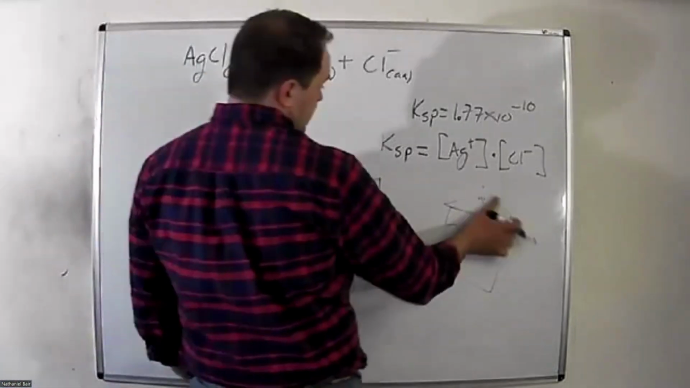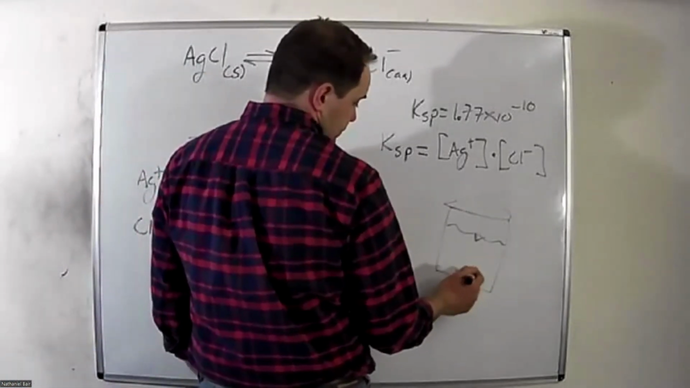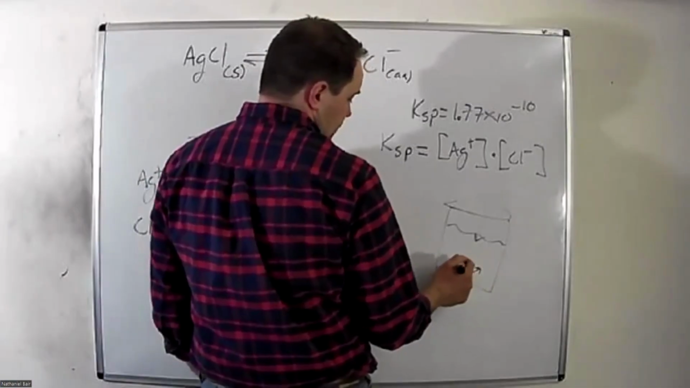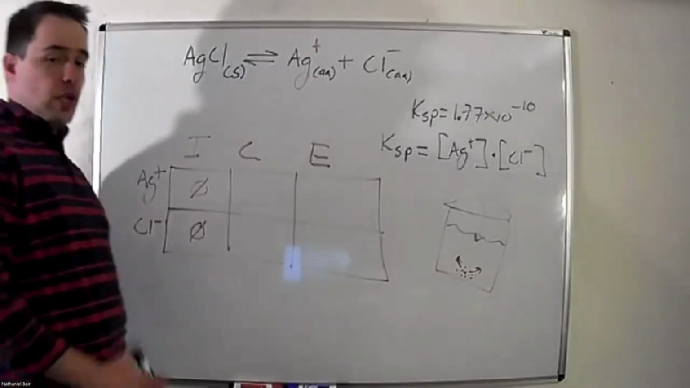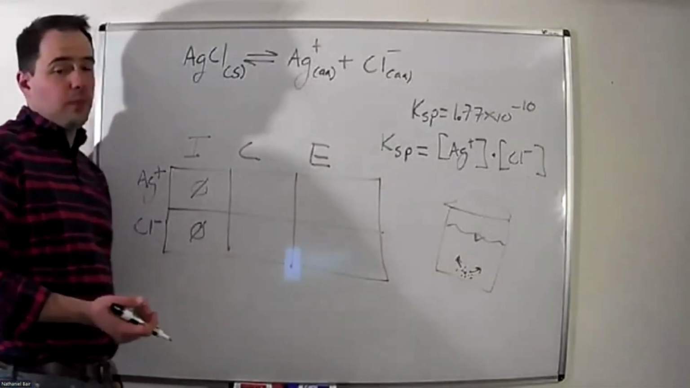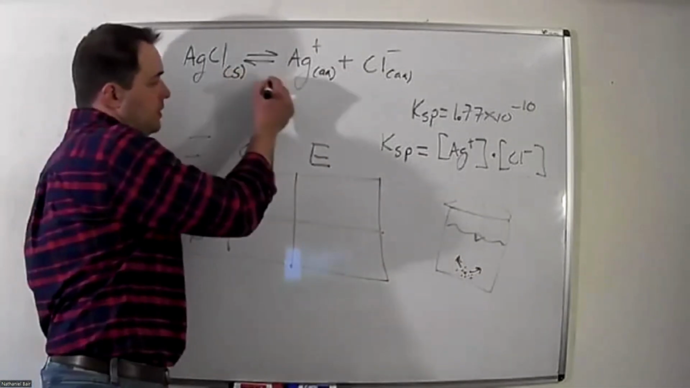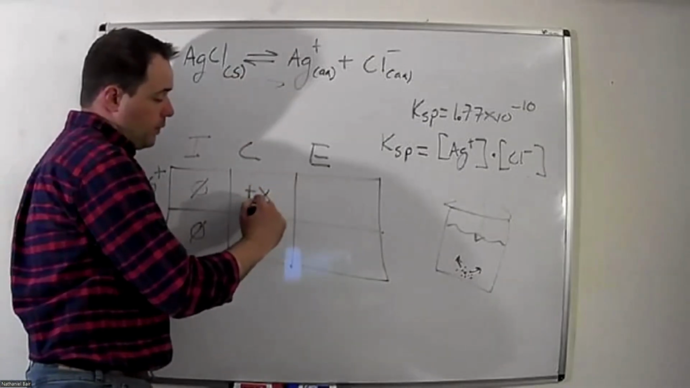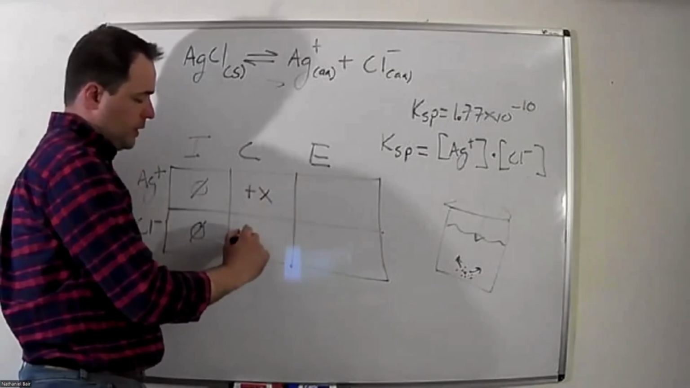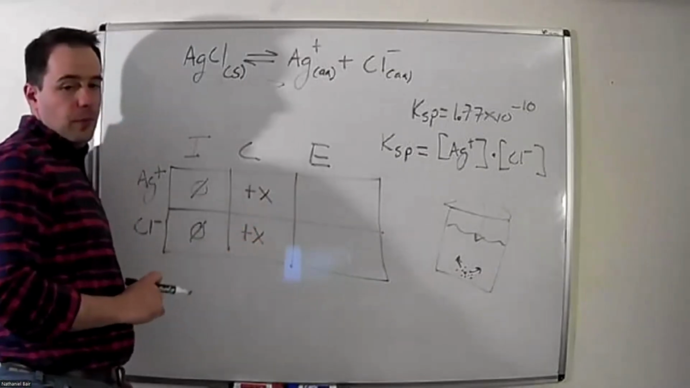Now I'm going to drop this in, and some of it's going to dissolve. Okay, not much, but some. So what is my change going to be? Well, my silver, so some of it's going to dissolve. My silver, this is where before we would have written plus X. The silver would go up by plus X, and the chloride would go up by plus X.